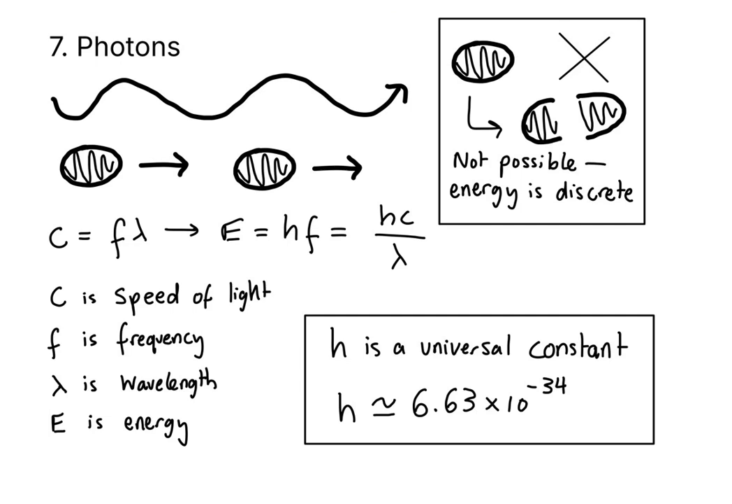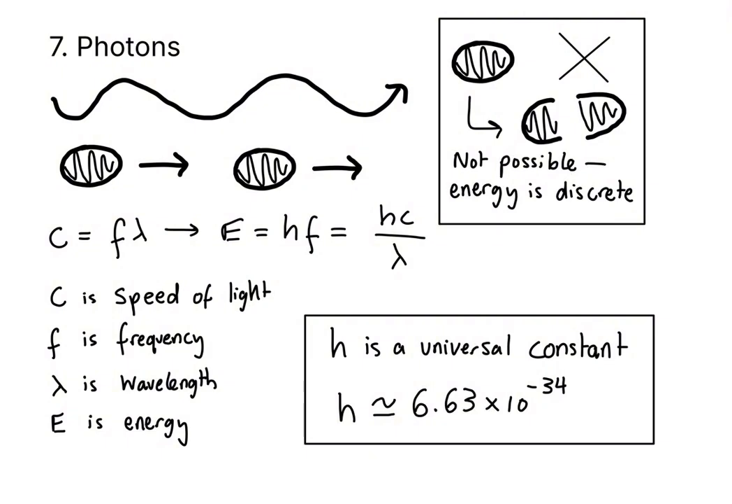Different photons carry different energies. A photon of blue light carries more than a photon of red light. But you can never halve a photon. It's all or nothing, one packet at a time. This is what we mean when we say that a photon's energy is discrete.